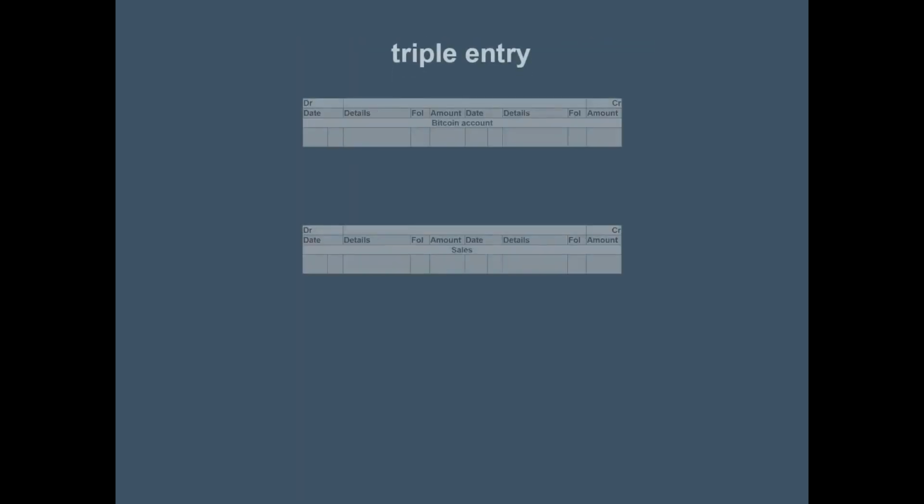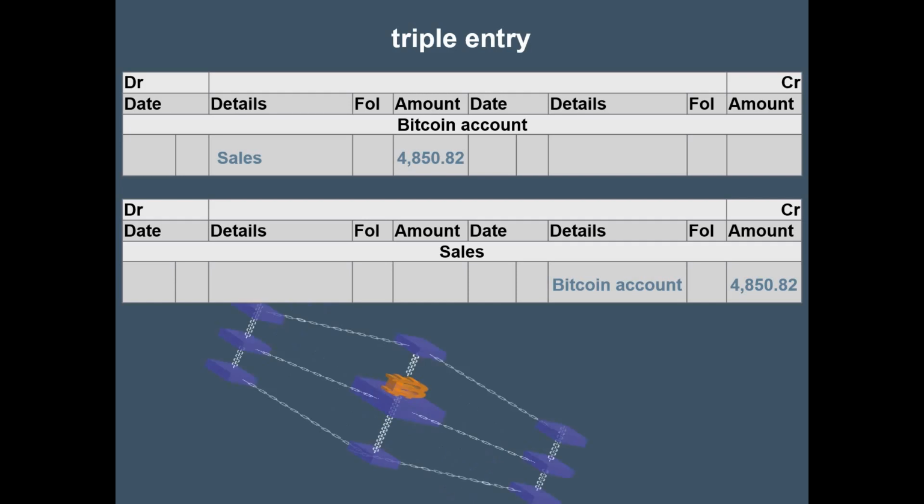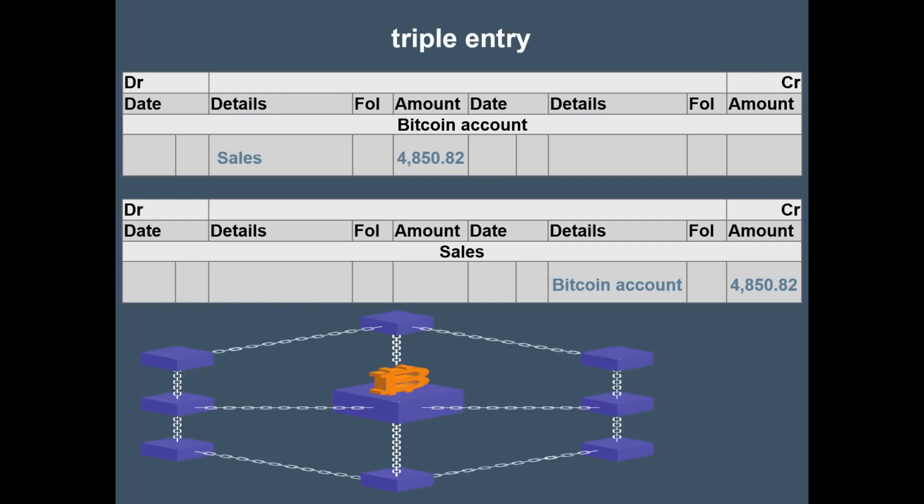Let's take a look at this transaction. Received sales in the amount of 0.0416 Bitcoin. That's equivalent to 4,850 Namibian dollars and 82 cents. Now again, if we have a look at the triple entry, we will debit our Bitcoin account with the 4,850 and then we will credit our sales account with 4,850. And then our last entry, to complete our triple entry, we will have our entry on the Bitcoin blockchain.